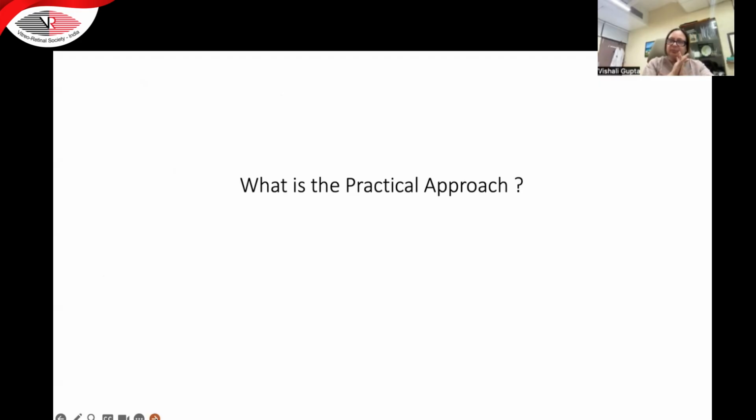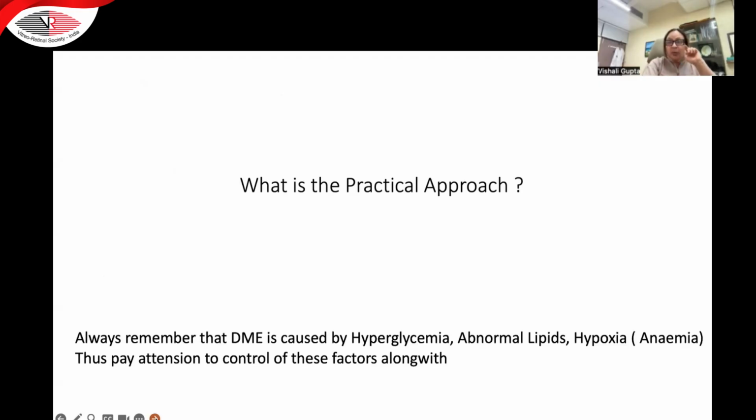Let's see what is the practical approach in managing diabetic macular edema. I would like to bring your attention: always remember that diabetic macular edema is the effect. It is caused by hyperglycemia, abnormal lipids, and hypoxia. Therefore, though most ophthalmologists will tell you to manage diabetic macular edema, you also have to simultaneously pay attention to the cause.